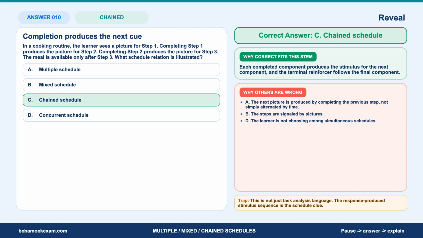Now, check the distractors. For A, the next picture is produced by completing the previous step, not simply alternated by time. For B, the steps are signaled by pictures. For D, the learner is not choosing among simultaneous schedules. Say the reason in one sentence before moving on. Trap check. This is not just task analysis language. The response-produced stimulus sequence is the schedule clue.